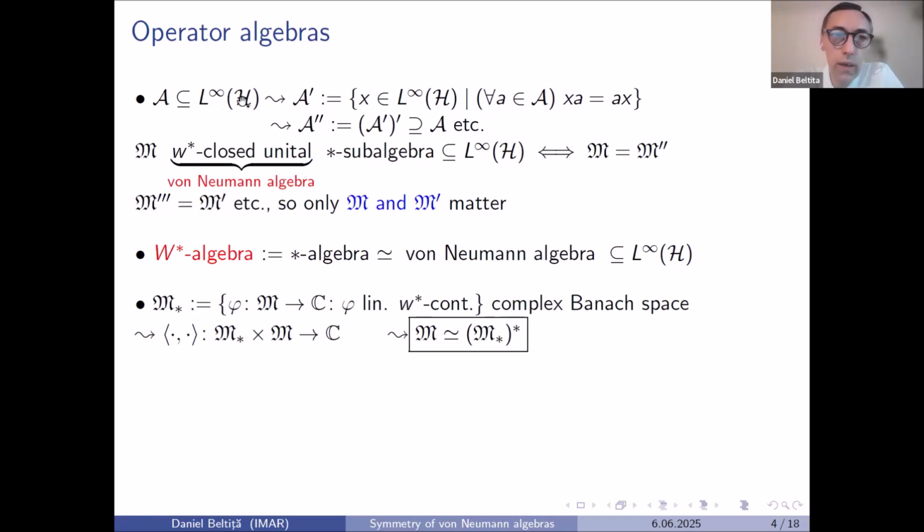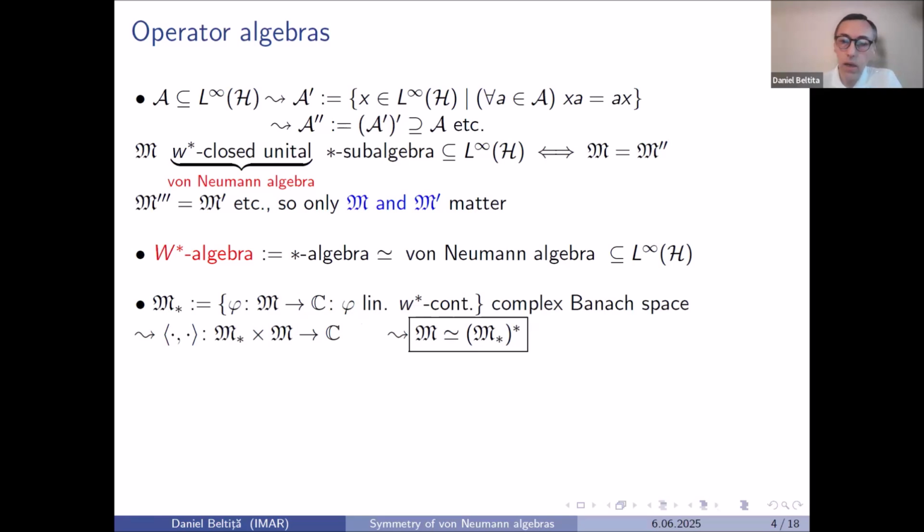Just as in the case of L infinity of H, which is the first example of a von Neumann algebra, we have a predual. So if we have a von Neumann algebra or a W-star algebra, we can consider the set of weakly continuous linear functionals. If they are weakly continuous, in particular, they are bounded. They are continuous with respect to the norm topology. So this is a complex Banach space, and its dual via the natural duality pairing is our von Neumann algebra. So the situation mirrors what happens for L infinity of H.